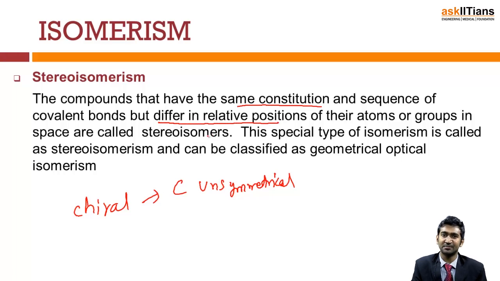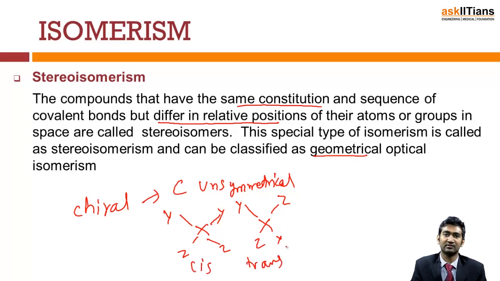We say in the 3D space it differs. So these are categorized into the geometrical and the optical. Geometrical is what? It's just like trans and cis. If suppose I have X here and Y, Z, Z, so this is a cis isomer. If I have X here and Y, Z, Z, so this is a trans. This is cis, this is trans, the compound.